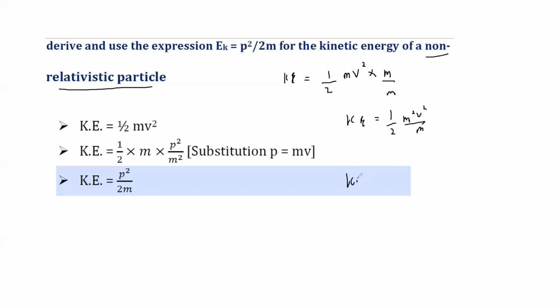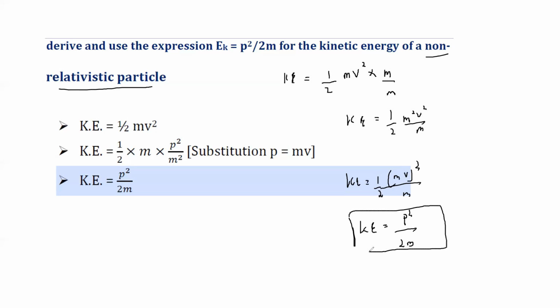Then kinetic energy is equal to half m multiplied by m, actually m square v square. So in a bracket I can put m into v whole square divided by m. And mv is actually momentum p. So I can say kinetic energy is equal to momentum square divided by 2m.